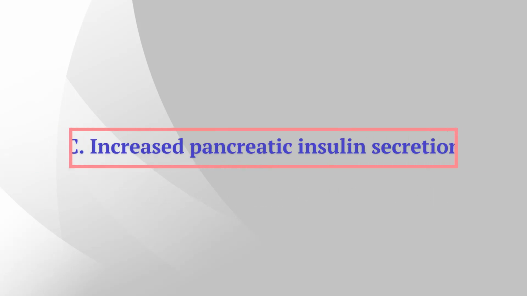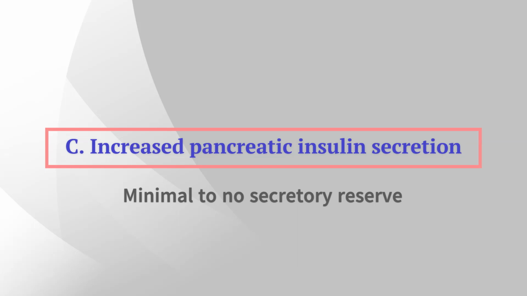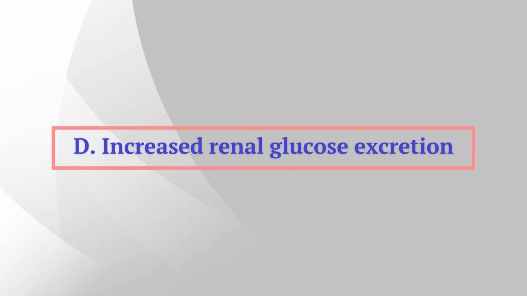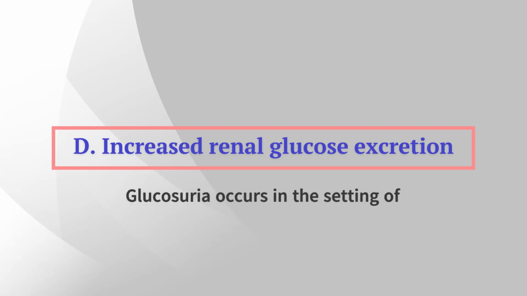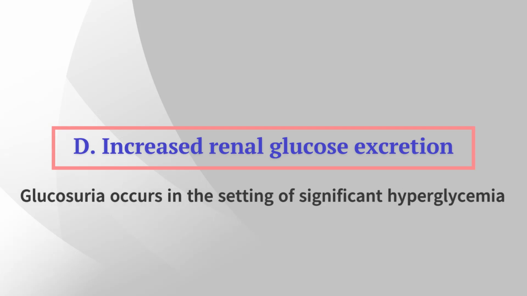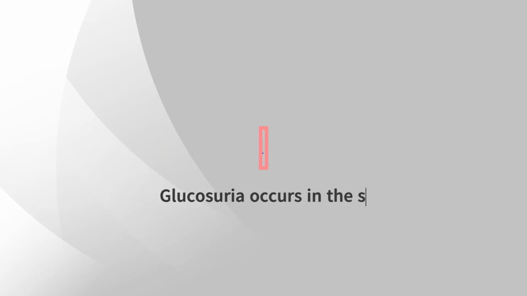C. Increased pancreatic insulin secretion. Patients with type 1 diabetes typically have minimal to no secretory reserve and cannot increase insulin in response to physiologic stimuli. D. Increased renal glucose excretion. Increased renal glucose excretion can cause glucosuria, however, this occurs in the setting of significant hyperglycemia, not hypoglycemia. In addition, this patient's low glomerular filtration rate would be expected to reduce renal glucose excretion.